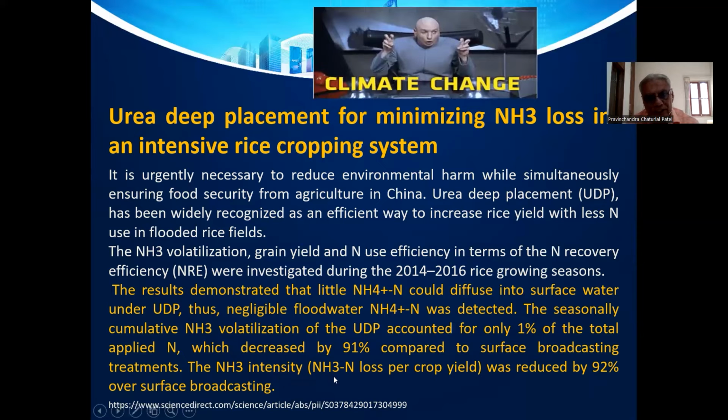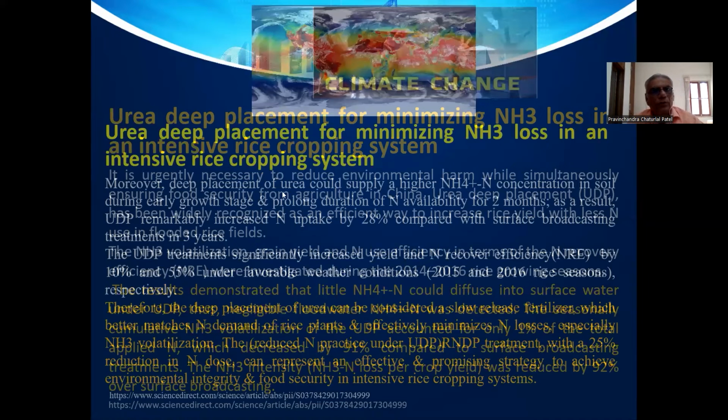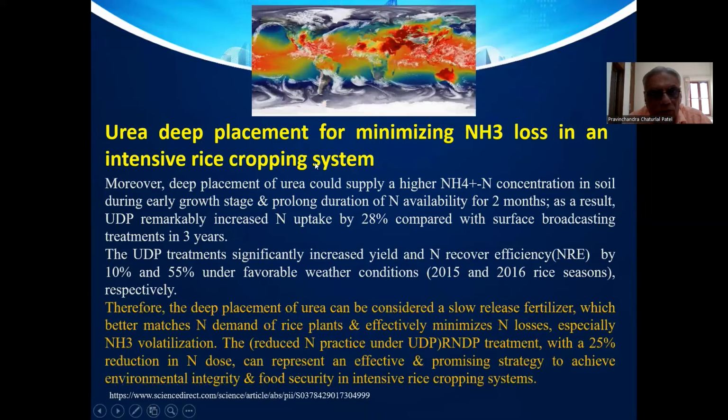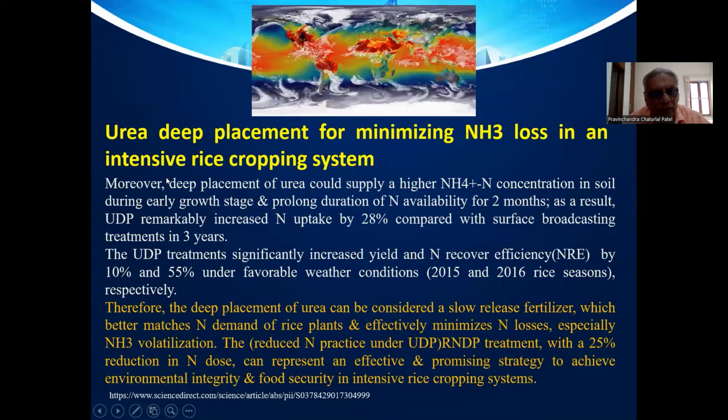So the ammonia intensity, ammonia nitrogen loss per crop yield, was reduced by 92% over surface broadcasting. So it is too high. So efficiency of the urea has been increased and the nitrogen intensity loss was reduced by 90%. So it definitely helps in mitigation of climate change, and it is a present day need globally, particularly in Asia, where the farmers are growing the rice crop. So urea deep placement for minimizing ammonia loss in an intensive rice cropping system, it continues.